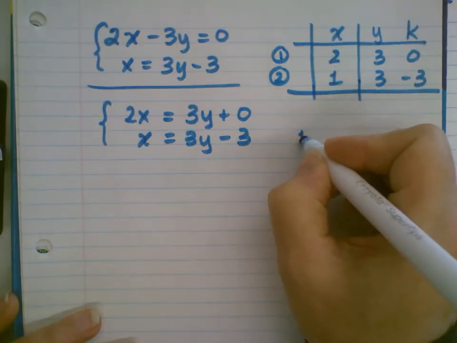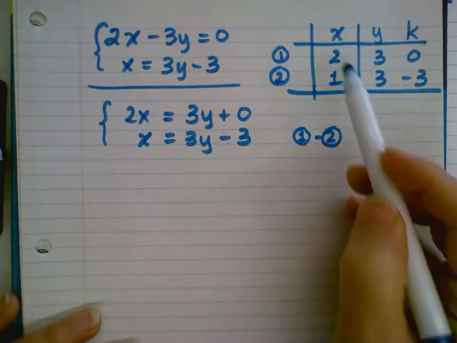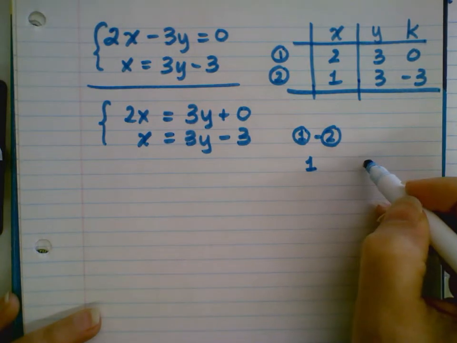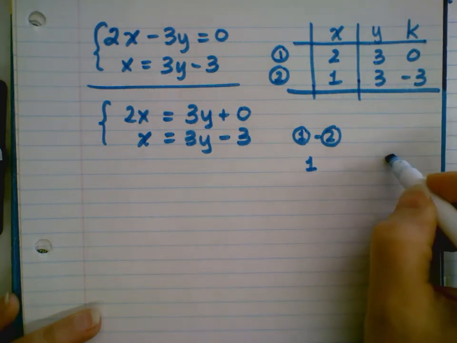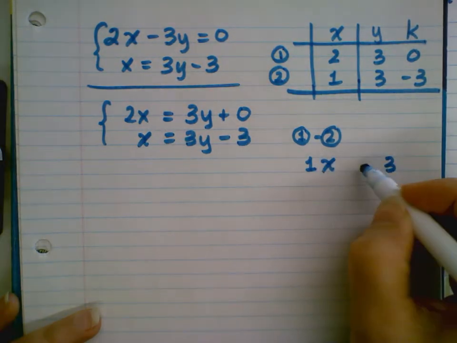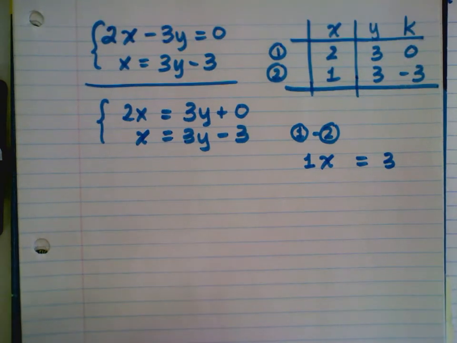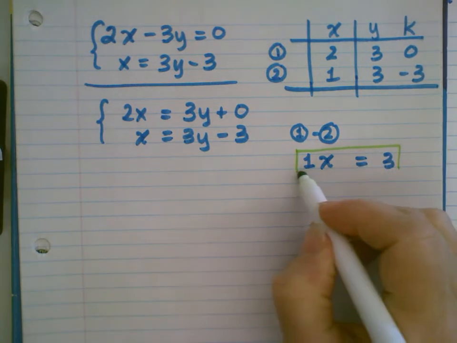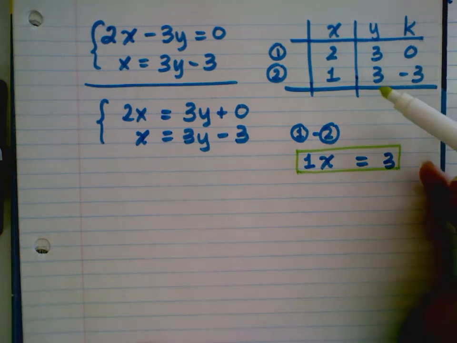Okay, so subtraction of equation 1 minus 2 results in 2 minus 1 is 1. 3 minus 3 is 0. 0 minus -3 is 3. So I end up with 1x equals 3. Well, that's nice. That gives me the value of x. That's one solution. And what happens if I want to find the value of y?